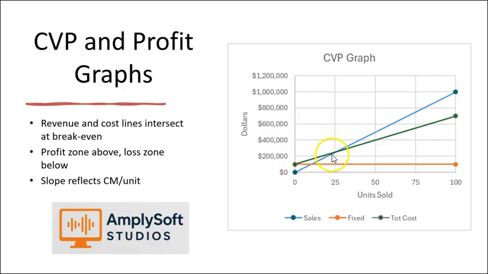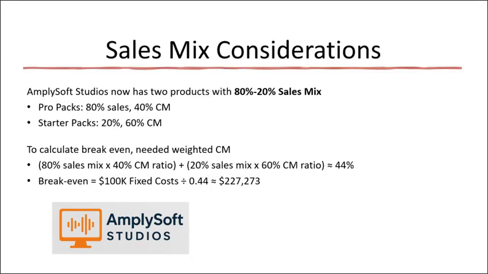As shown, the green line here is total cost. Notice that total cost exceeds total sales until we get to the break-even point, where the two lines intersect at 25 units. Sales below this point yield a loss. Sales above this point yield a profit.